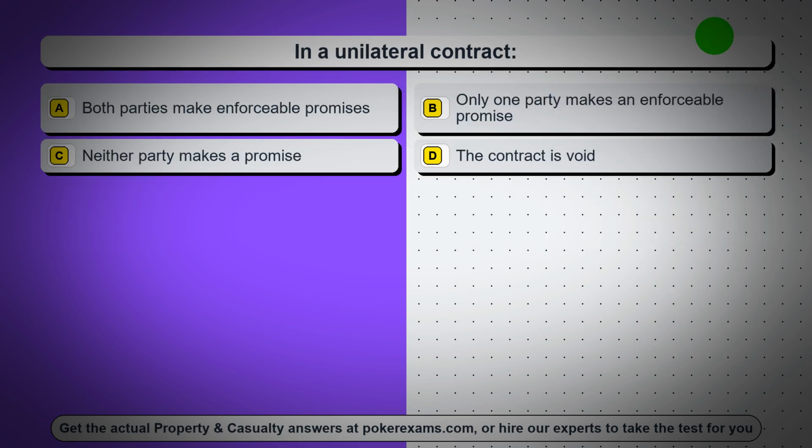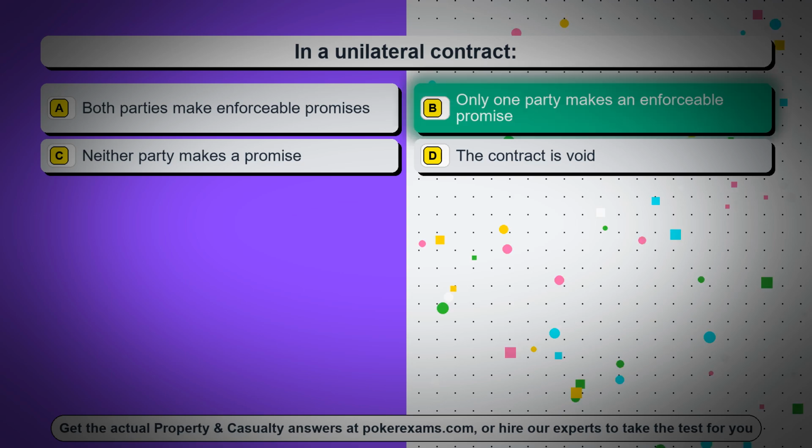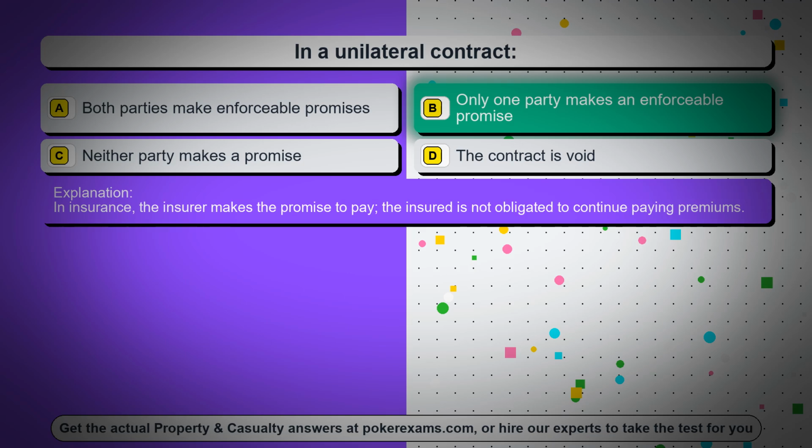Question 46. In a unilateral contract. Option A, both parties make enforceable promises. Option B, only one party makes an enforceable promise. Option C, neither party makes a promise. Option D, the contract is void. The correct answer is option B, only one party makes an enforceable promise. In insurance, the insurer makes the promise to pay, the insured is not obligated to continue paying premiums.